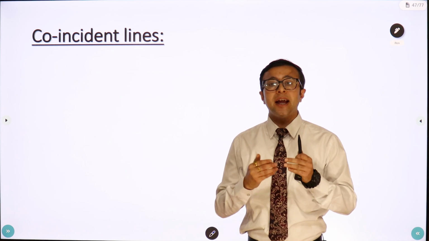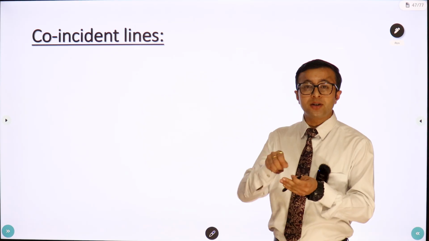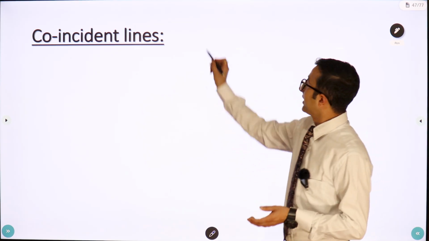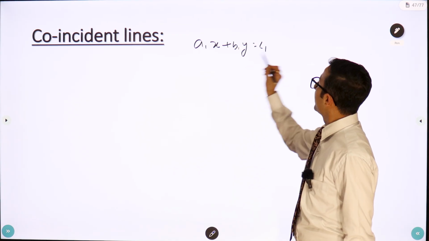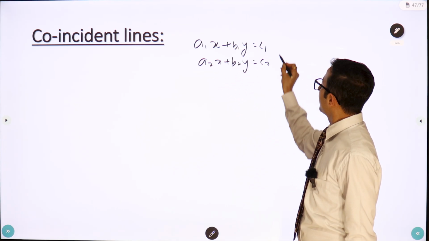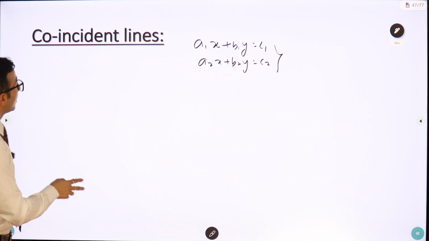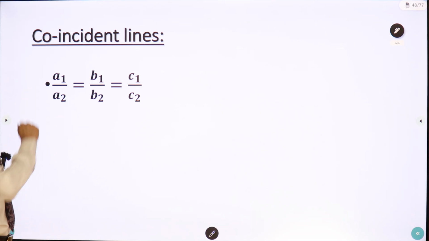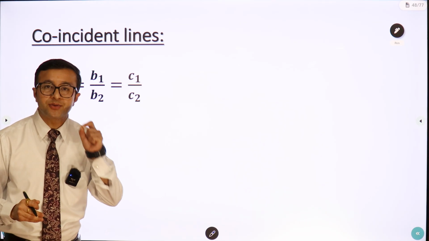Next one, coincident lines. Now how do we know that any two lines are coincident? Coincident means the line is just on top of the other line. For the same type of system, a1x plus b1y is equal to c1, a2x plus b2y is equal to c2, how can we say that the two lines are coincident? For that, the condition is that the two equations will represent the same straight line.